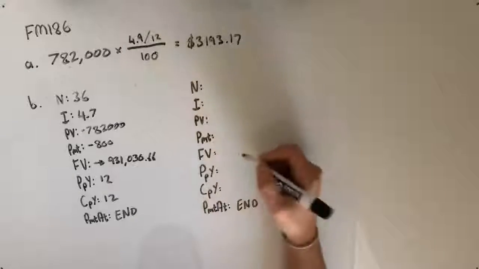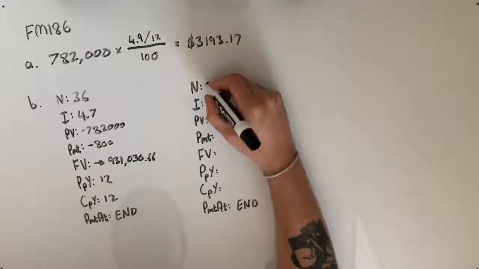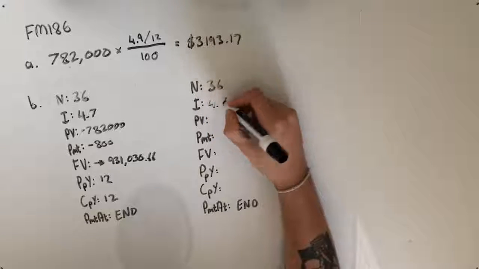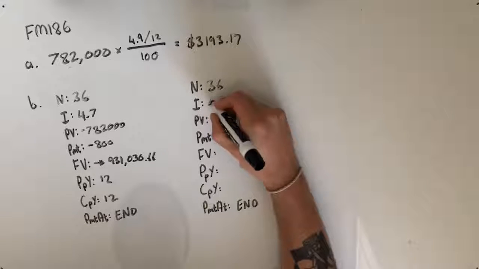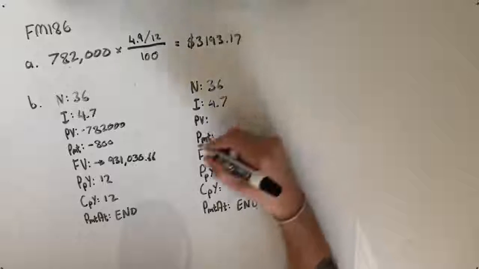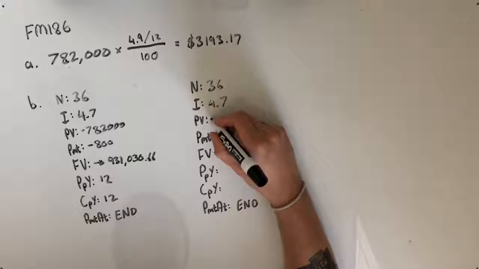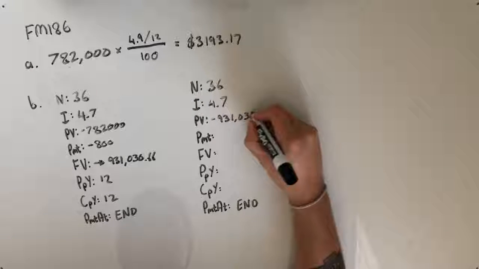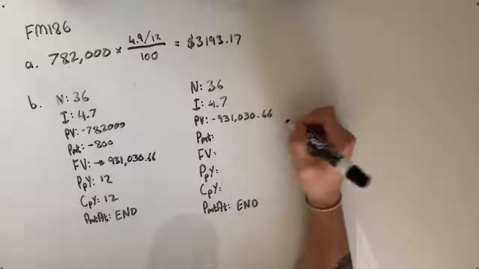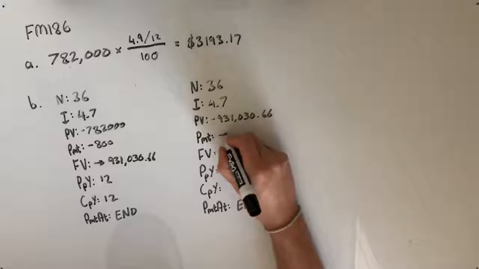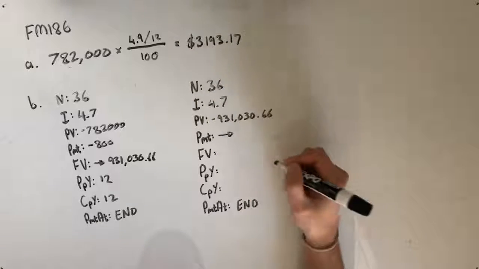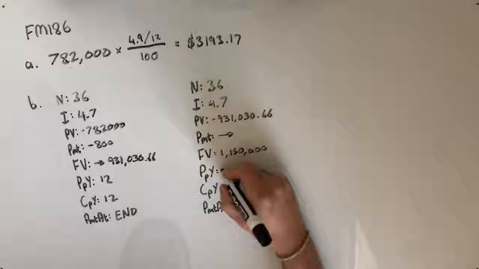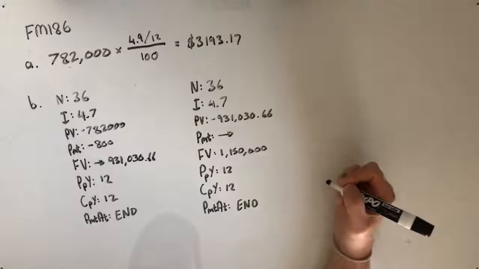Now, for the next 3 years, we know that once again, the number of payment periods that are going to pass will be 36. The interest rate will be 4.7%. The present value we're going to paste over from last time, so that's now going to be a negative $931,030.66. The payments, this is what we're solving for this time. Our future value will be a positive $1,150,000. And once again, 12 payments per year and 12 compounds per year.